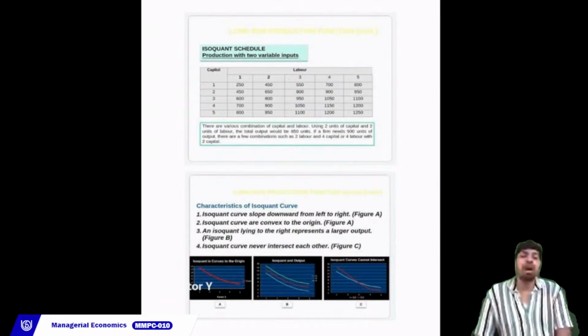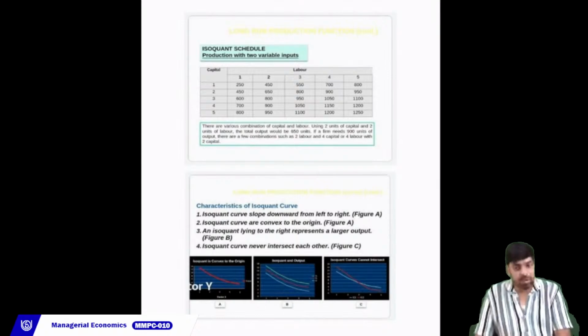Let's talk about the characteristics of the isoquant curve. There are four main characteristics or features of isoquant curves. An isoquant curve slopes downward and is convex to the origin. The first one is that the isoquant curve slopes downward from left to right.